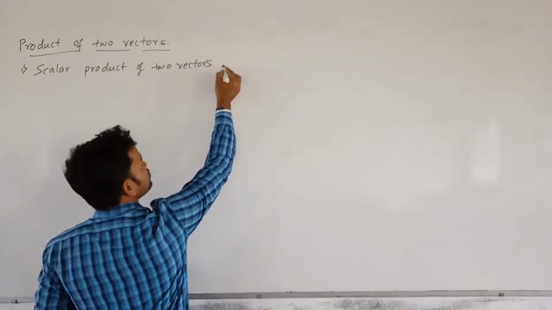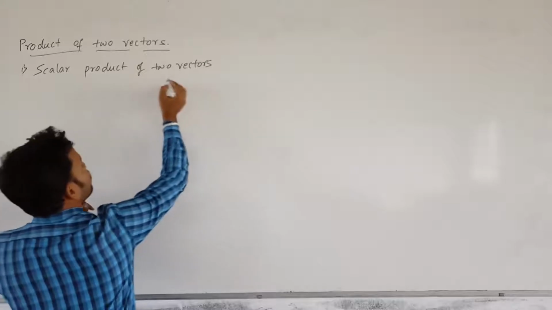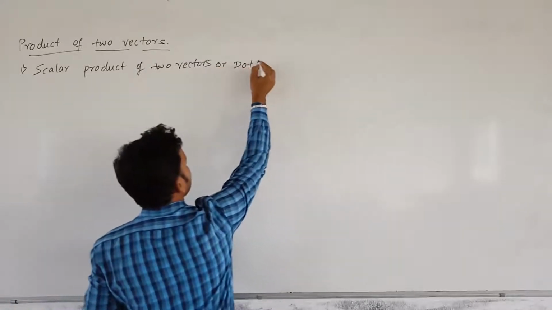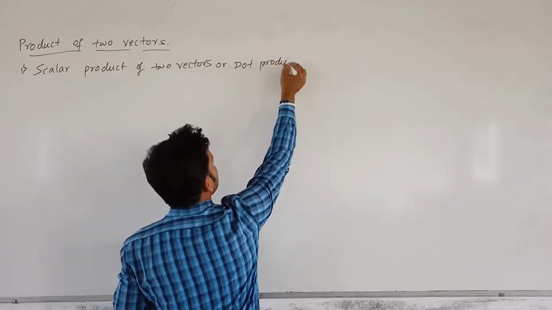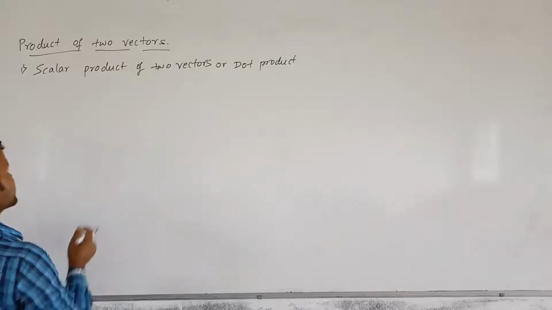Scalar product is also called a dot product of two vectors. Scalar product or dot product of two vectors. What do you mean by that?